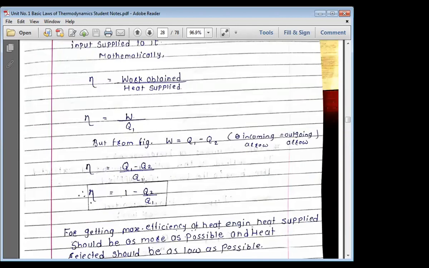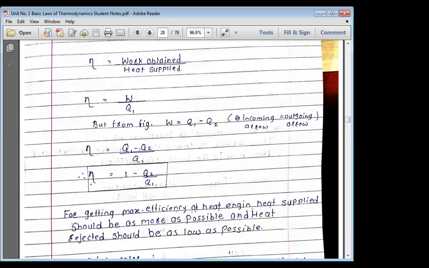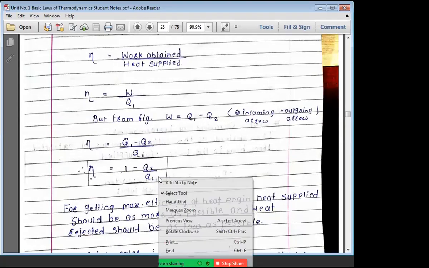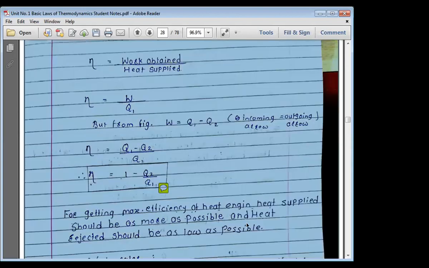But from the figure, W is equal to Q1 minus Q2. Incoming is equal to outgoing. So Q1 minus Q2 upon Q1, that is 1 minus Q2 upon Q1. For getting maximum efficiency of heat engine, heat supplied should be as more as possible, and heat rejected should be as low as possible.